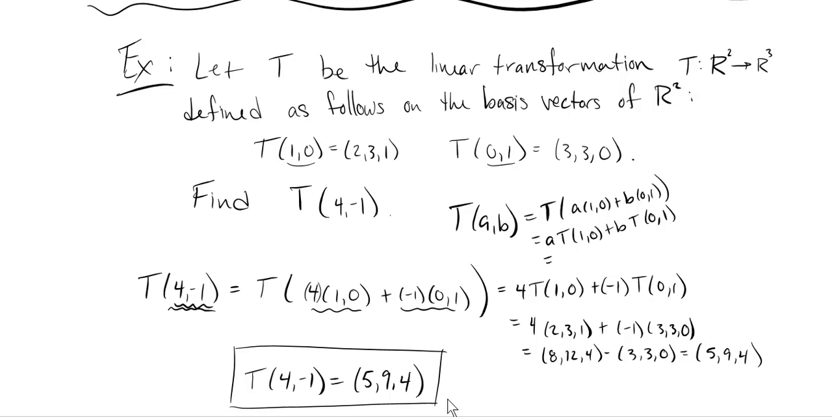We can put this together, right? a times T of (1, 0) is (2a, 3a, a). b times T of (0, 1) is (3b, 3b, 0). So it looks like a definition for what this transformation does is that it takes (a, b) and returns the vector (2a + 3b, 3a + 3b, a). That's what this transformation really does.